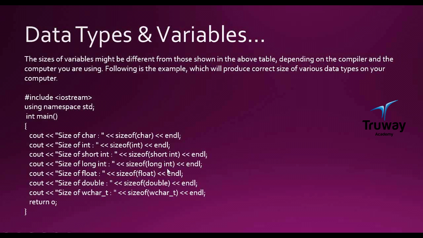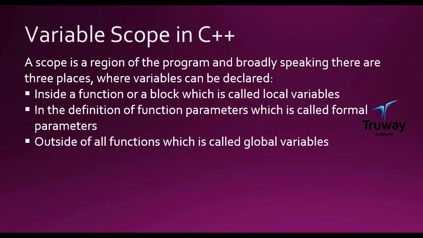I have it for character, integer, short integer, long integer, float, double, and wchar_t. Then I have return 0 at the end of the program to indicate that my program is ending. It's very important: you don't assume yourself and write just 2 or 4 to say that the size of a data type is so much. Always display it through the program. Use this operator in your program to retrieve the size of the corresponding data types and use it in your program. This is the right way of dealing with data types.